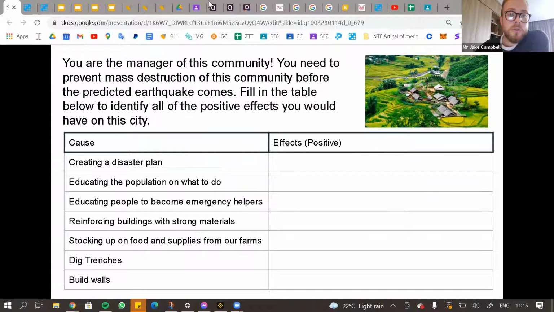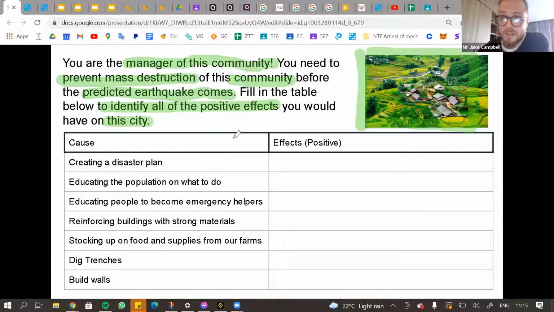So, you are the manager of this community. As you can see here, we've got a nice little village in the countryside of Vietnam. So you are the manager of this community. You need to prevent mass destruction of this community before the predicted earthquake comes. Fill in the table below to identify all of the positive effects you would have on this city.